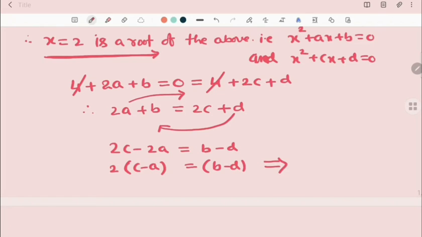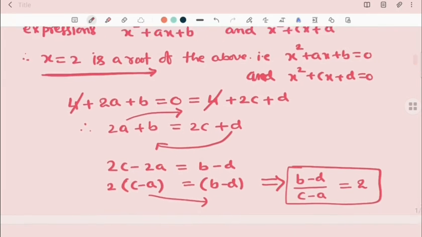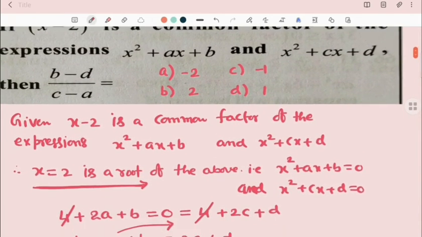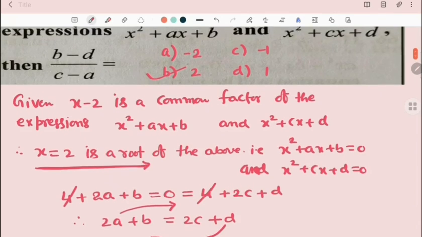That implies that b minus d divided by c minus a, I am taking this side, so c minus a is equal to 2. So b minus d divided by c minus a is equal to 2, which is in the second option. I hope everyone understands, dear students.